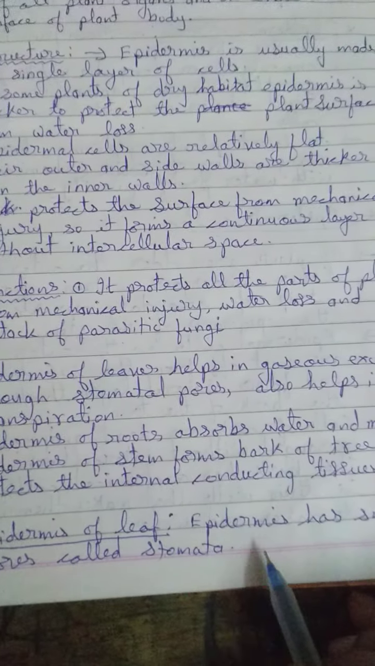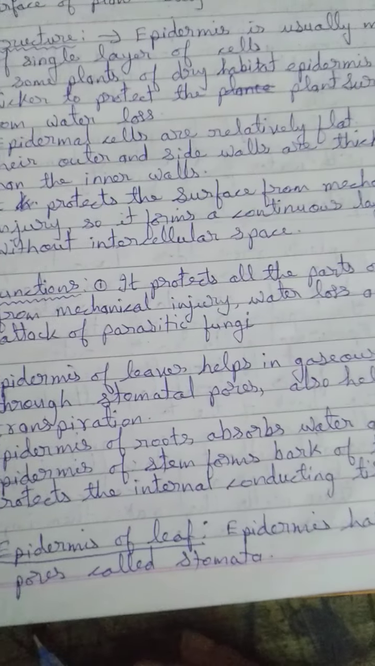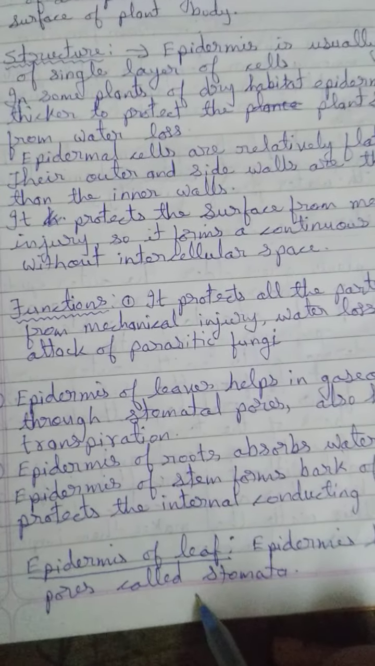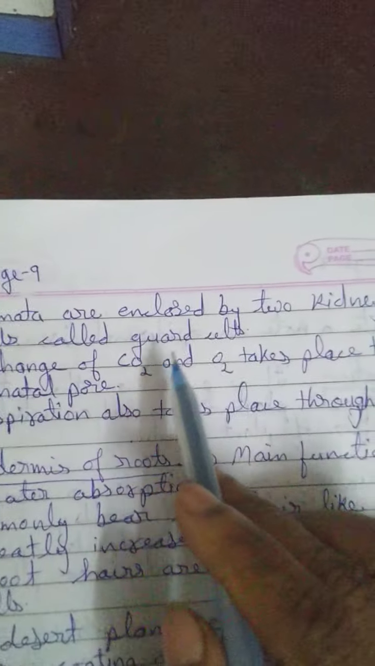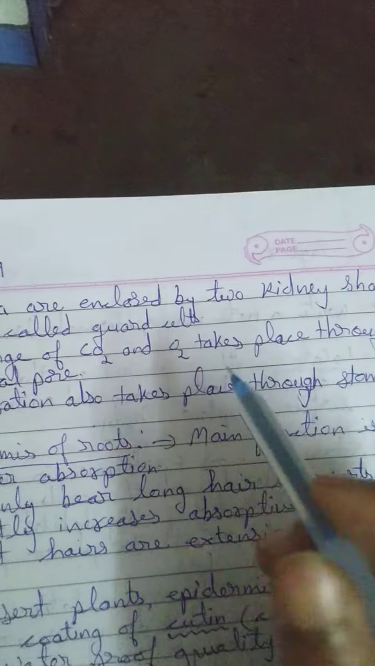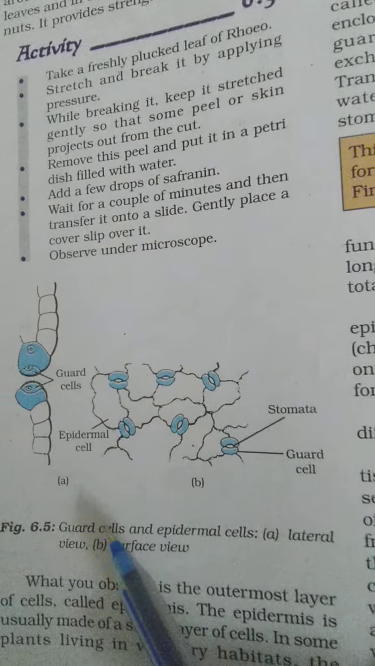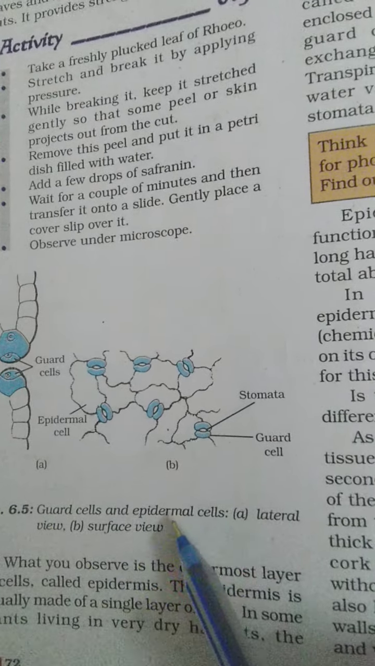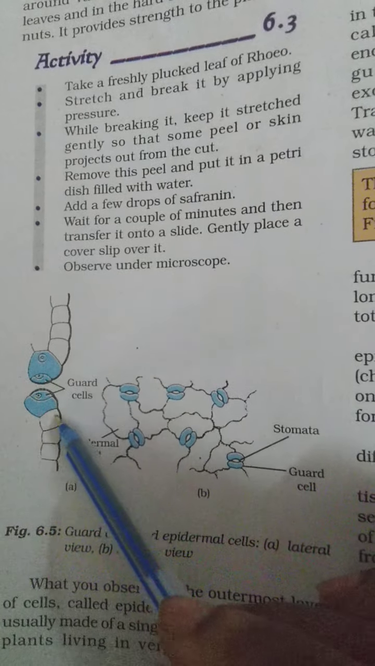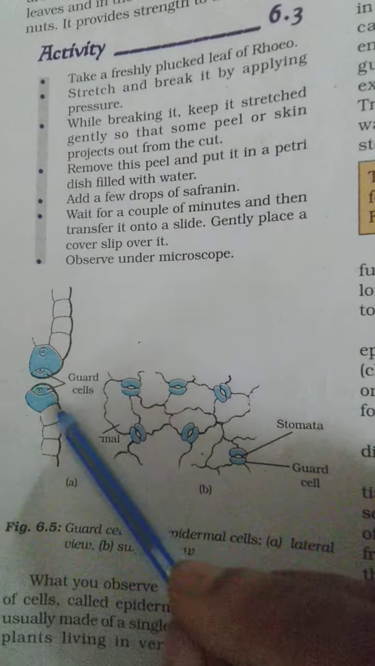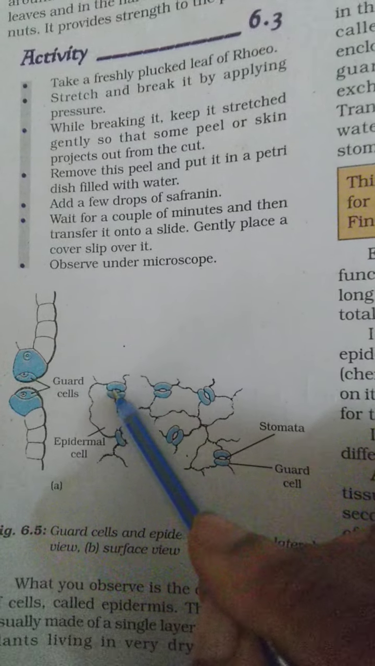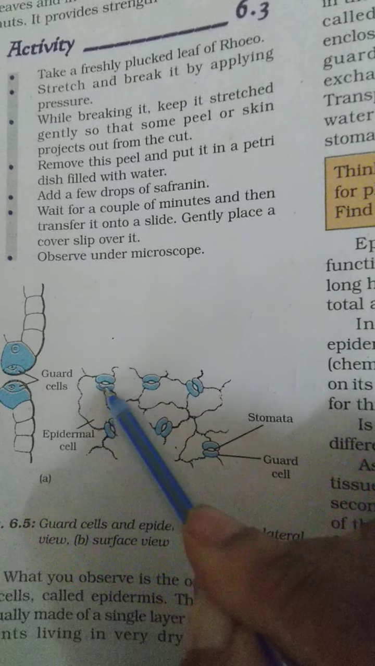Epidermis of the leaf. Epidermis has small pores called stomata. So stomata are enclosed by two kidney shaped cells. We can see the diagram on page number 72, below activity 6.3. These are guard cells and epidermal cells, the epidermal cells of the leaf. These are the epidermal cells and these are the guard cells.